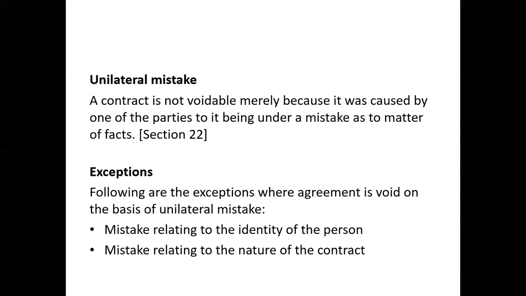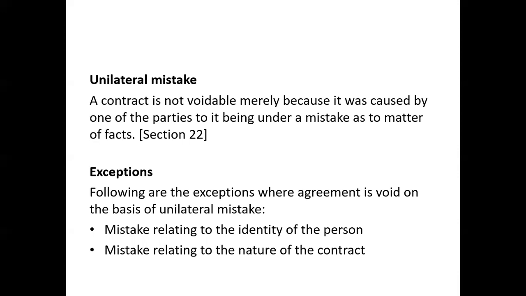So reformation is typically reserved for mutual mistake, but it may be granted for unilateral mistakes only in such cases where one party was mistaken, but the non-mistaken party was aware that the other party was confused. So this is all about the unilateral mistake, but there are some exceptions. Following are the exceptions where an agreement is void on the basis of unilateral mistake: mistake relating to the identity of the person or to the nature of the contract.